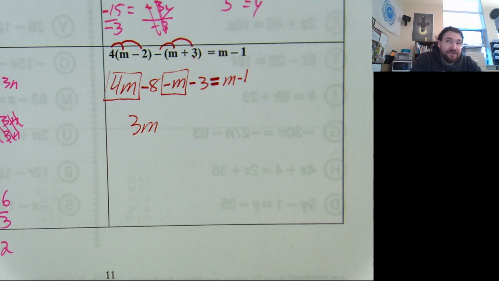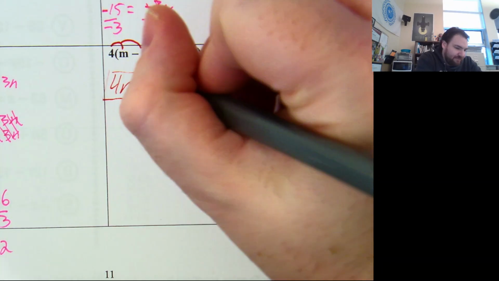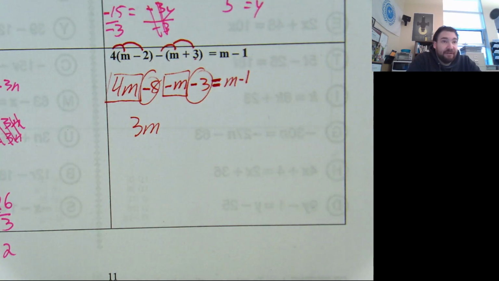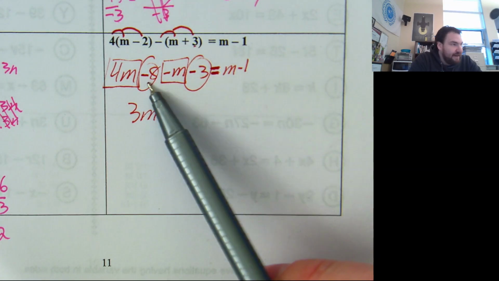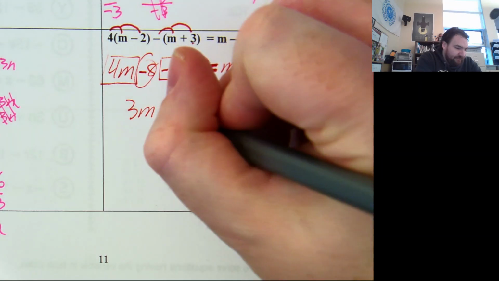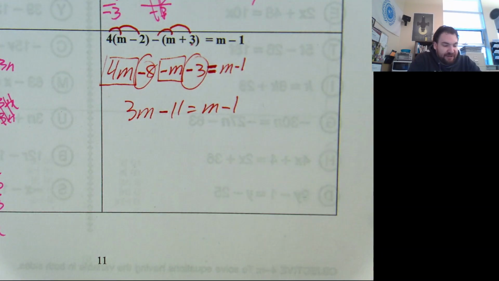Garrett's now here. Garrett, do you see any other like terms in this problem? You betcha. So -8 minus 3 is going to be -11. And that's going to equal m minus 1, because I haven't done anything with the other side.